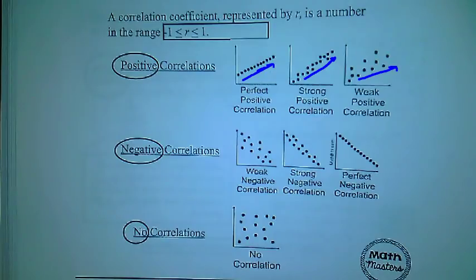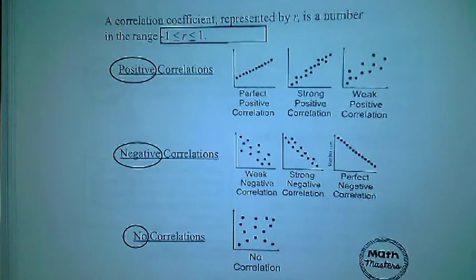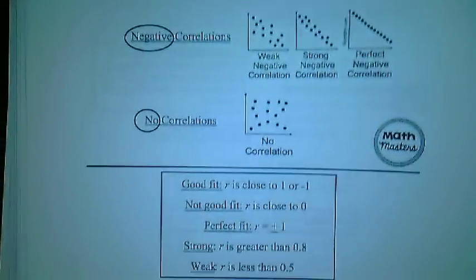Now for the negative correlations, these are all going to go in the downward direction. And again, the closer the dots are together, the stronger the relationship is. And then if there is no pattern that you can see, that would be no correlation.